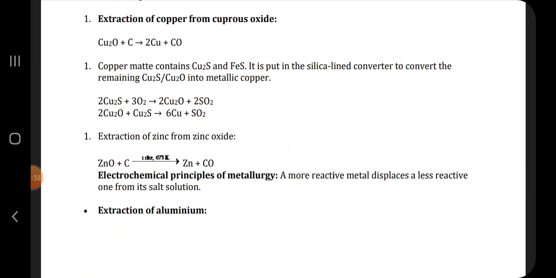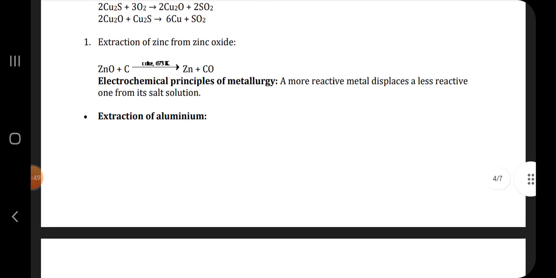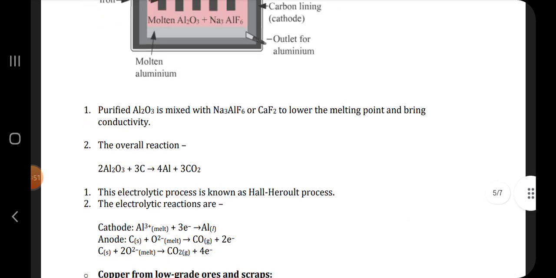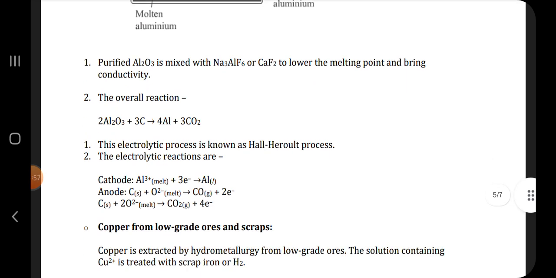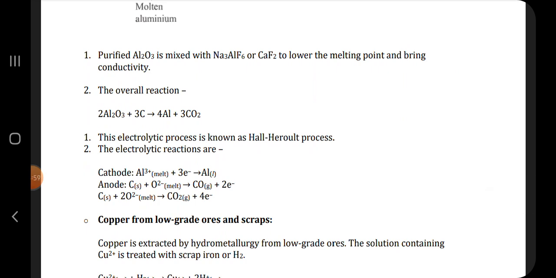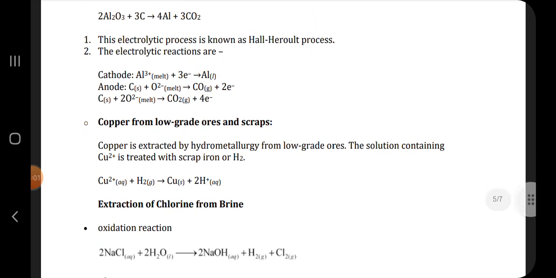Then extraction of copper from cuprous oxide. Copper matte contains Cu2S and FeS, and it is put in the silica-lined converter to convert the remaining Cu2S and Cu2O into metallic copper. Then extraction of aluminium. Purified Al2O3 is mixed with Na3AlF6 or CaF2 to lower the melting point and bring conductivity. This is the overall reaction. Then the electrolytic process is known as the Hall-Héroult process.